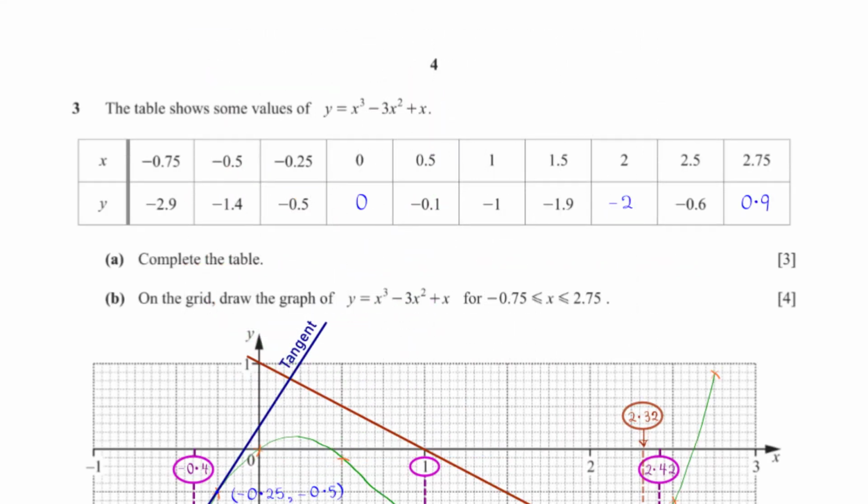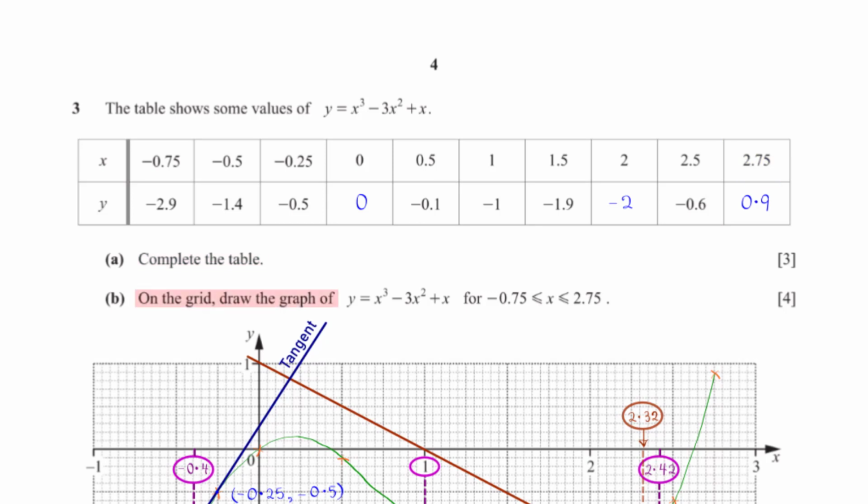The table shows some values of y equals x cubed minus 3x squared plus x. Complete the table. When we plug in x equals 0 into the equation, we get y equals 0. For x equals 2, we get y equals -2. And for x equals 2.75, we get y equals 0.9.